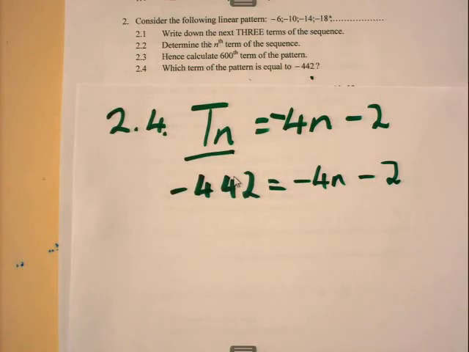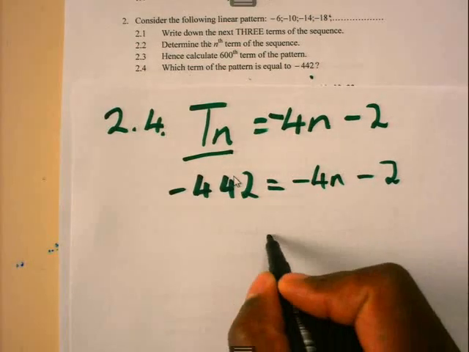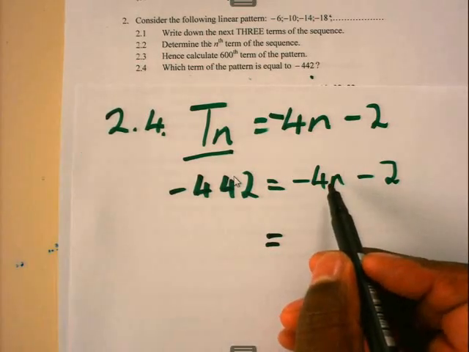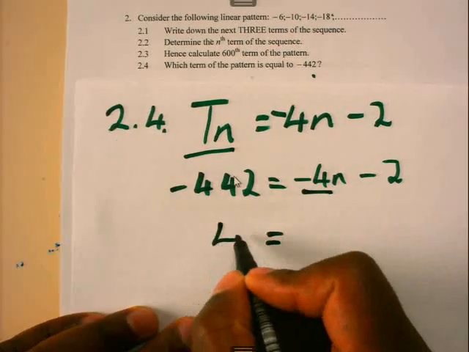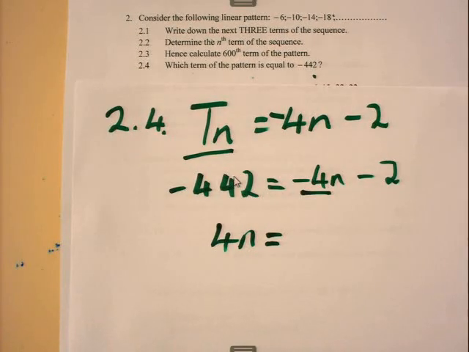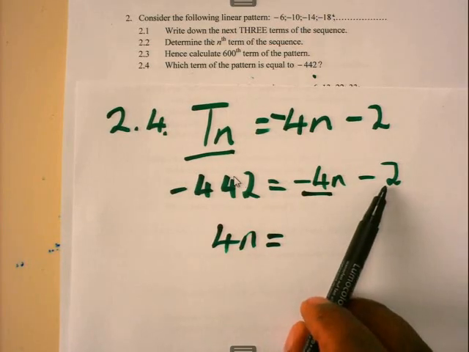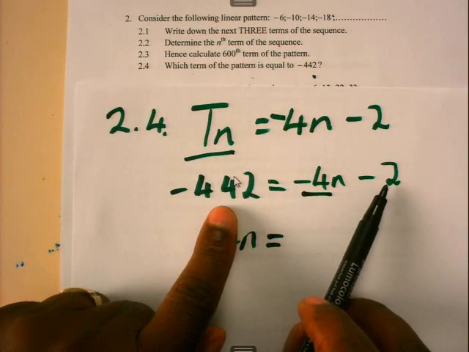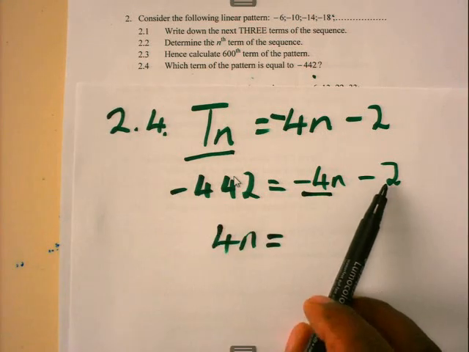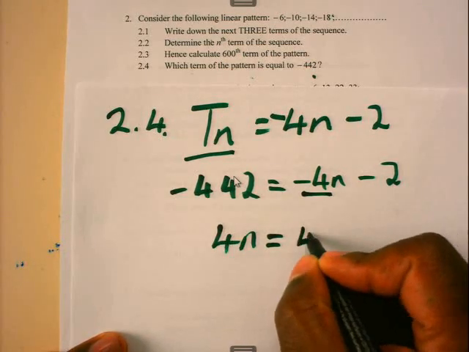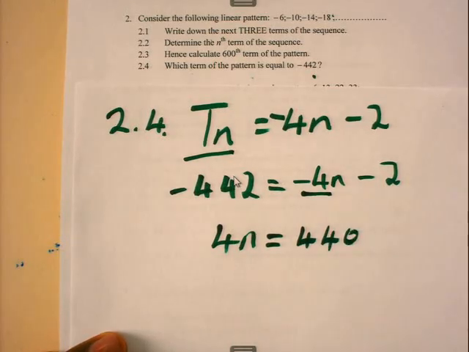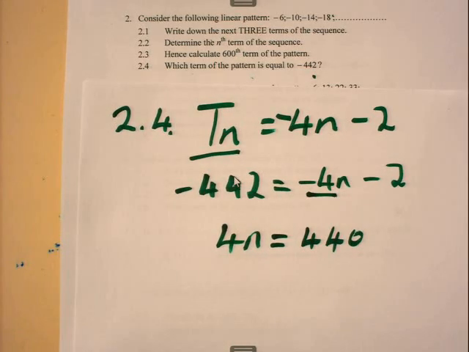Let's group the like terms and see what happens. It's minus 4n here. Minus 4n transposed to the left becomes positive 4n. We are only left with minus 2 here. Then minus 442, you transpose it to the right, and it becomes positive 442. So 442 minus 2 will give you 440.